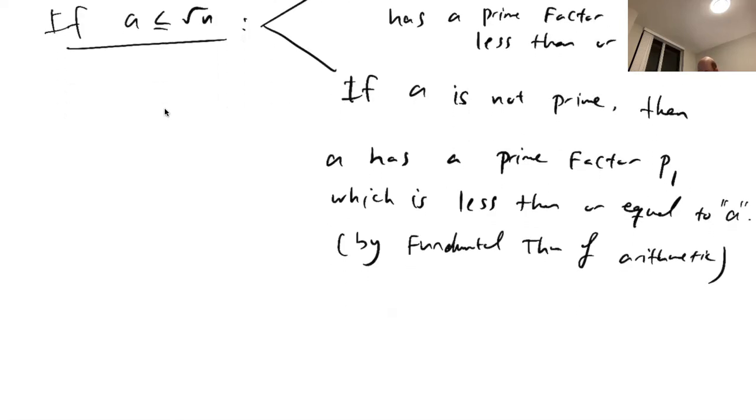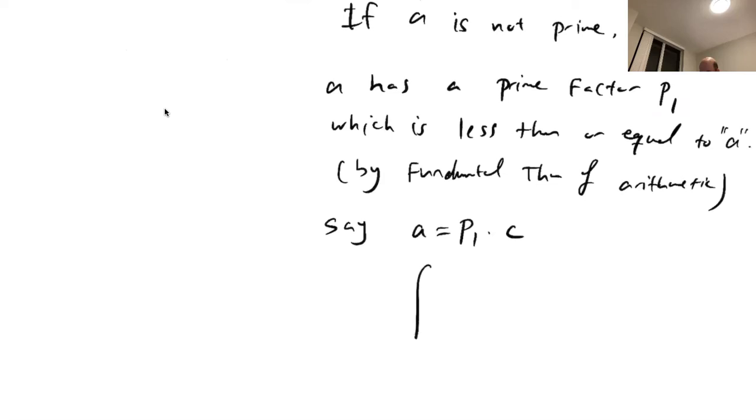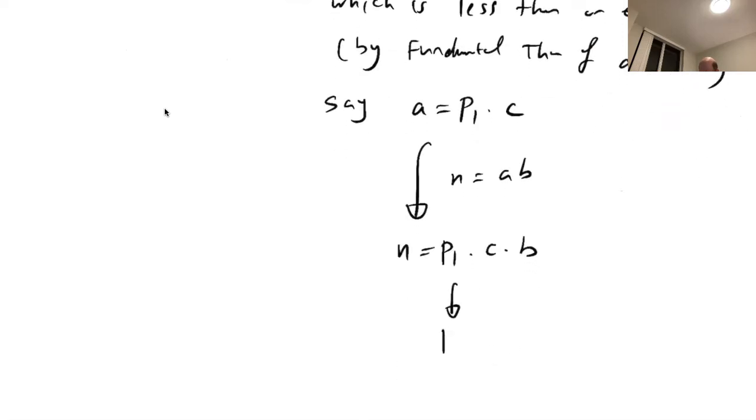Now P1, so what can I say? Say A equals, let's say, P1 times C. Right? Because P1 was a factor of A. So what does that mean? N was equal to AB. So then I can say N equals P1 times C times B. And what does that mean? That means P1 is a factor of N.